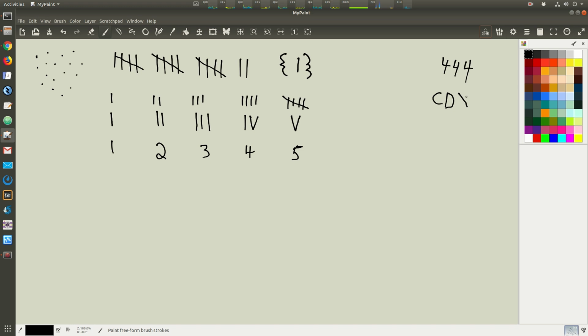So X, and then L, and then we have IV. Okay, so this is a much better way of representing larger numbers than hash marks. Now the problem with this is there's a fair amount of subtraction and addition involved when you just look at this number, and it becomes problematic when we try to do arithmetic operations, right?